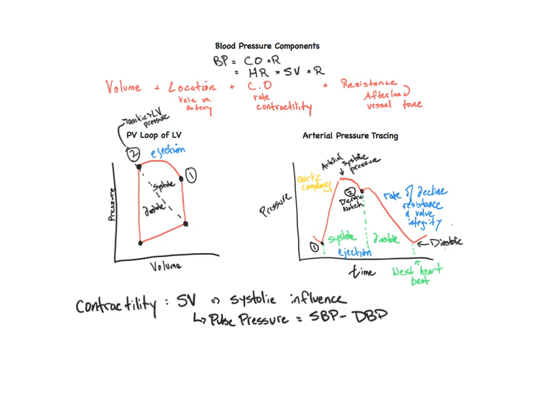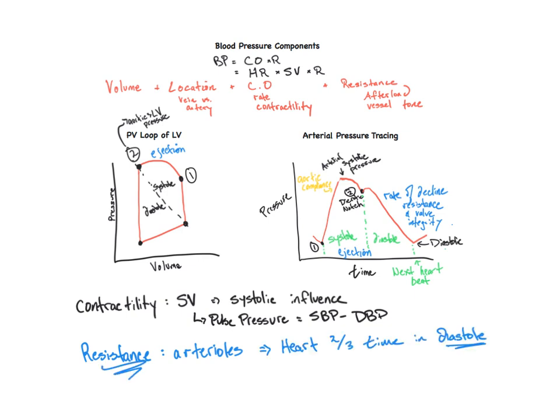Resistance is a property of the arterioles. It is not only a component of afterload and decreases the stroke volume, but the heart spends 2/3 of its time in diastole, so there is a greater influence on the diastolic value than the systolic. And finally, isolated changes in the heart rate do nothing to the system other than speed it up. I hope these help you work through some problems in class and help you throughout your studies.